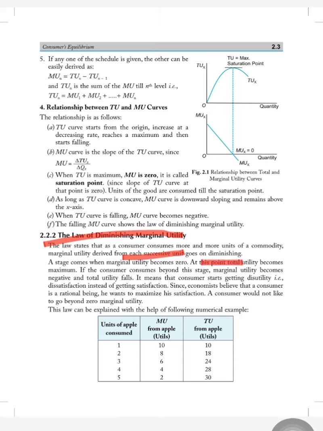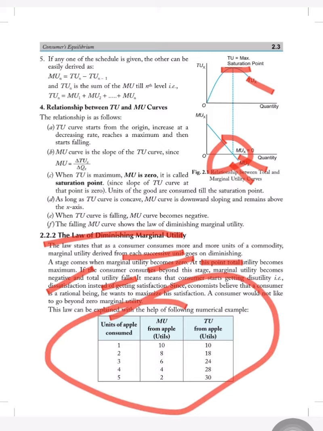At this point, a stage comes when marginal utility becomes 0, like here. At this time total utility is maximum. Here you can see total utility will be maximum, and if the consumer consumes beyond this stage, that will not be beneficial. At that time marginal utility becomes negative and total utility starts to fall. Here you can see this is a negative value and total utility started falling. So this is the law of marginal utility.